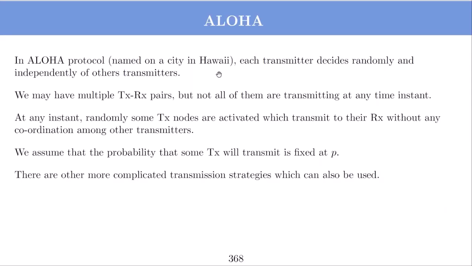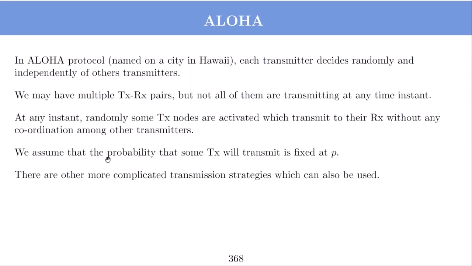And nowadays, at any point of time, on average there are fewer transmitters, so the interference goes down. Okay, so this is a very simple protocol which actually works. We may have multiple transmit-receive pairs, but not all of them are transmitting at any timestamp. At any timestamp, randomly some transmitters are activated, independently of other transmitters, and they transmit to their receiver without any coordination among the other transmitters.